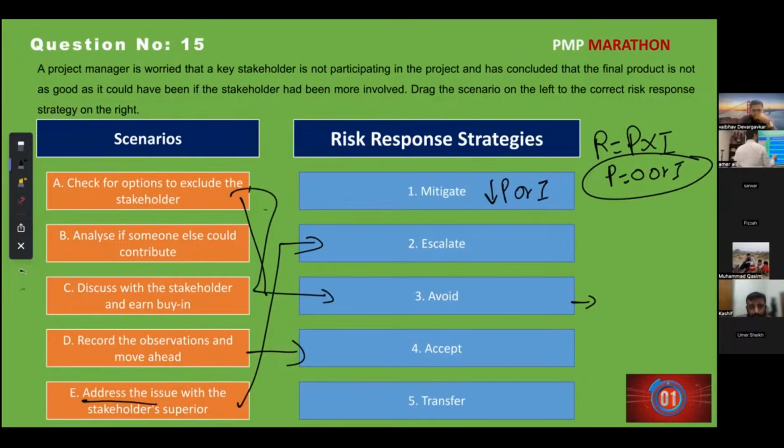So now we removed escalation. We remove this. We remove this. Transfer is we give it to someone else. Okay? So we did this. We did this. This is the power of drag and drop.